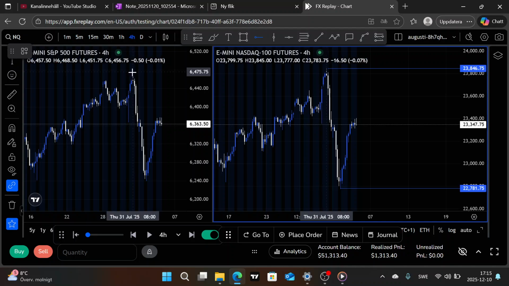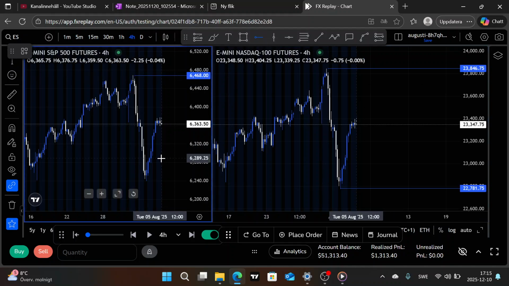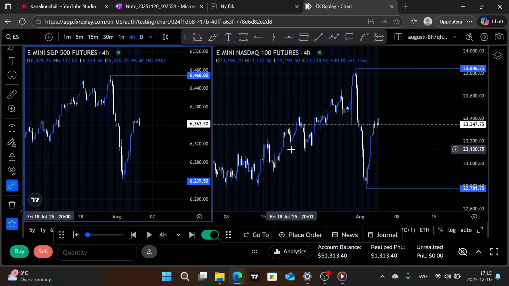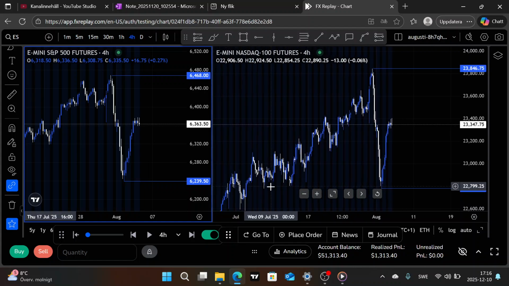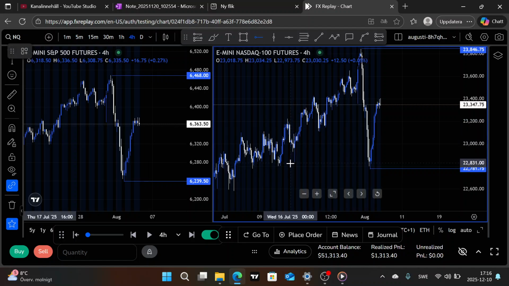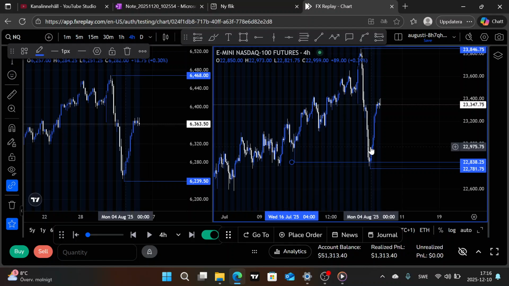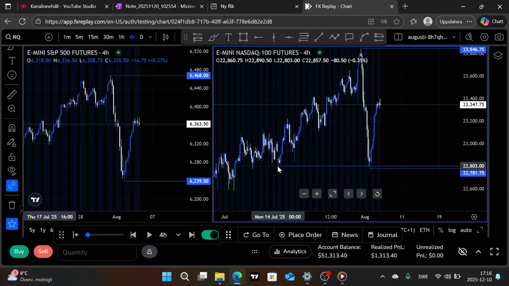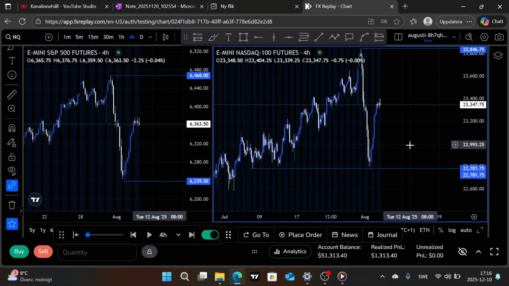So what I do is to mark out our buy side and sell side liquidity, and as we can see, this sell side has been taken recently and it goes up, and also this sell side and this sell side.